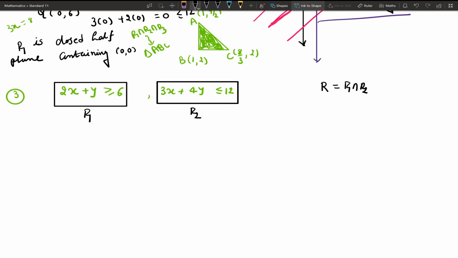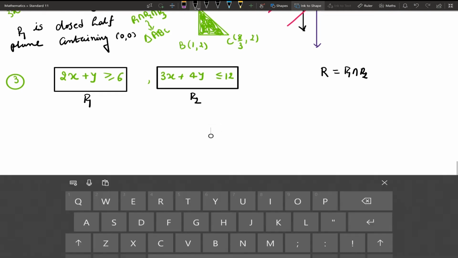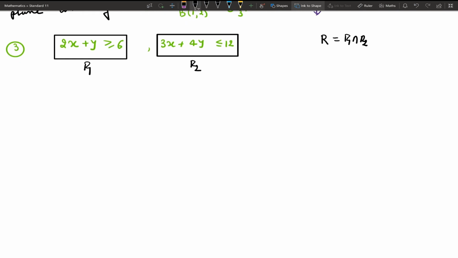Now to find R1, first consider the inequality 2x plus y greater than or equal to 6. From the inequality we get equality, or you can say from the inequation you get an equation. So the equation will be 2x plus y equal to 6. We know the type of this equation: it is a linear equation in 2 variables, so it will represent a straight line.